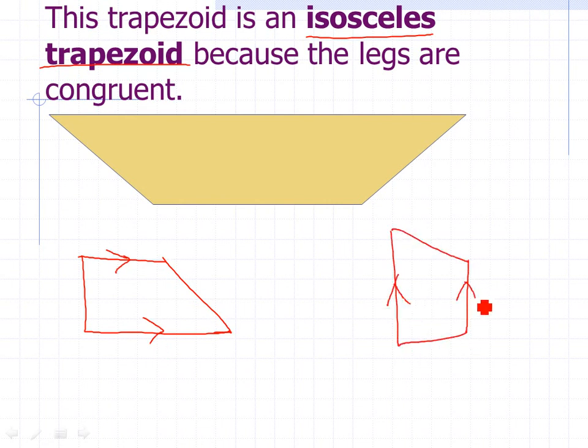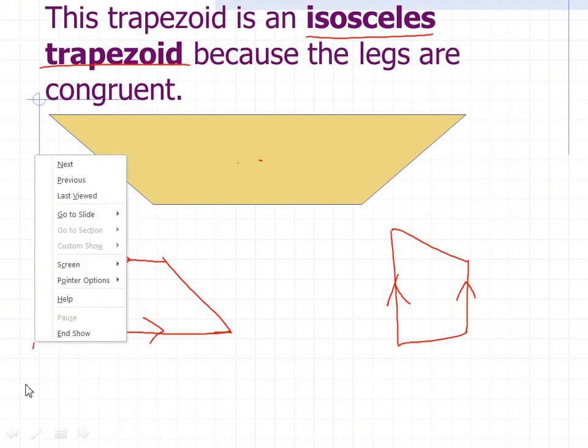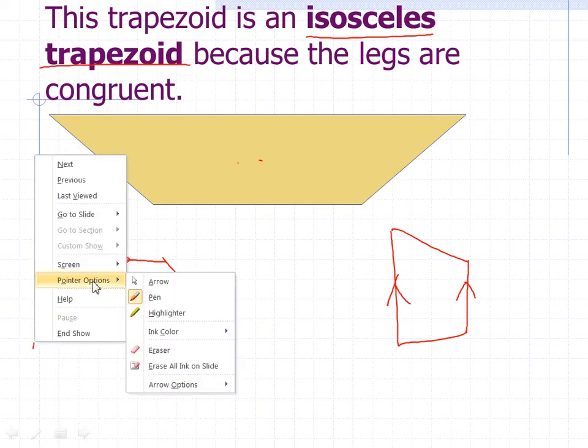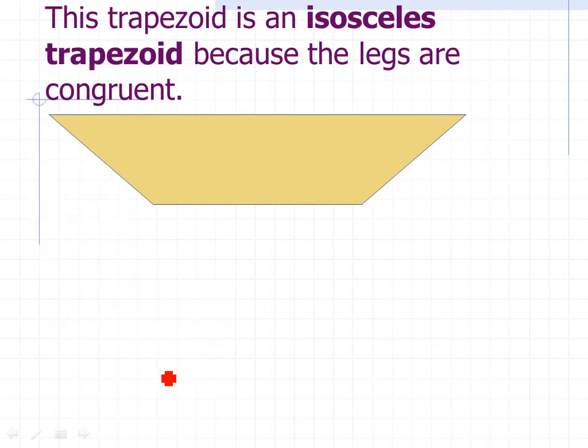Alright? So don't get stuck. As long as they have one set of parallel sides, it's a trapezoid. Don't get stuck thinking every trapezoid has to look like the ones that I put in here. The only reason I put those in here is because that's what the computer will draw for me. Alright? Not every one is an isosceles trapezoid.